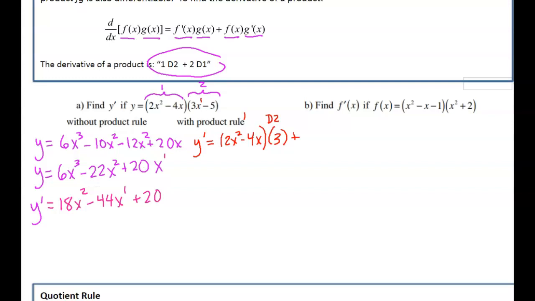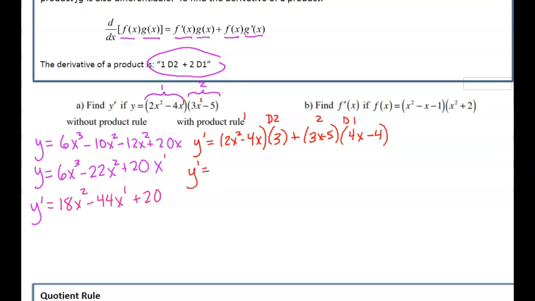Plus, we've got 2. And then the derivative of 1, that's going to be a power rule. So we'll bring that. So this is 1 d2 plus 2, and then d1. So we're going to bring multiply down. So 4, subtract 1, and then bring this power down, subtract 1. Okay? Now, we can simplify this derivative.